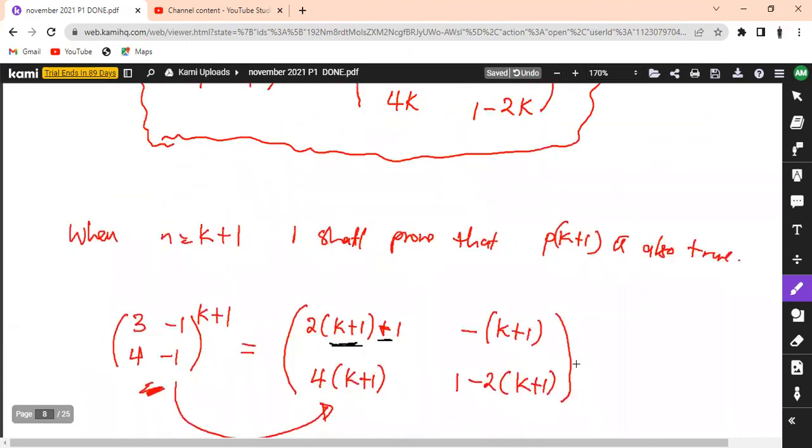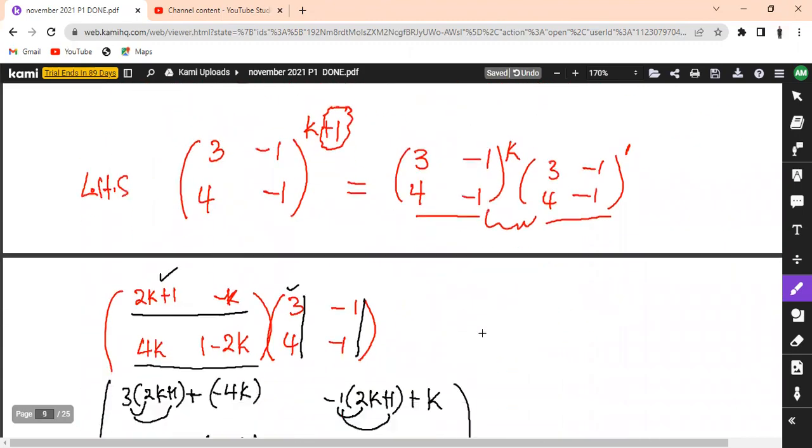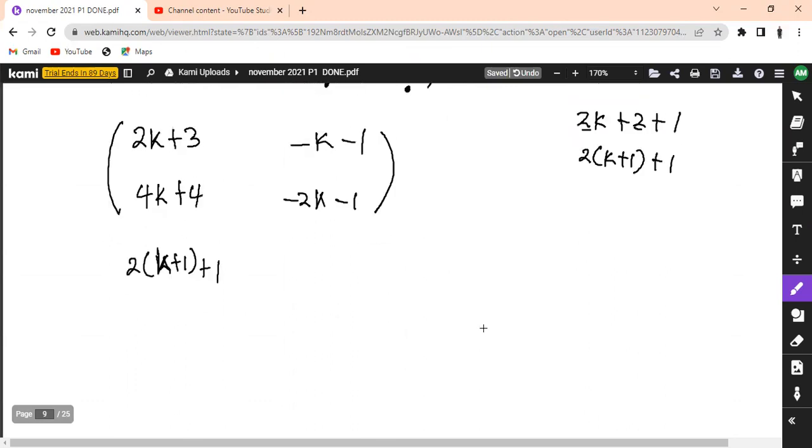As you can see, it's just a matter of factoring out the negative, which was common here, because negative is common on these two. So you can just factor out negative, which is k plus 1. And here 4 is common. It was just a matter of factoring out 4, which is k plus 1. Okay, then we move on to this part.